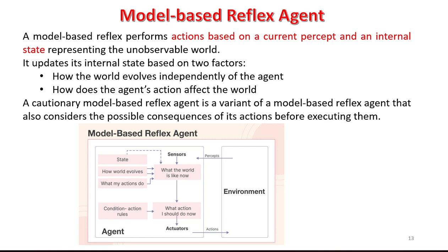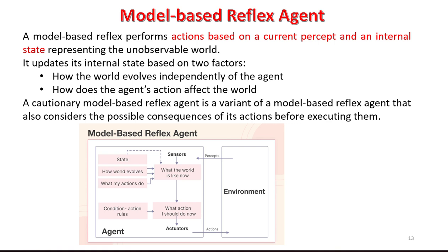The model based reflex agent performs the action based on the current perception and an internal state representing the unobservable world. So a previous model is available, and based on that model, we are creating the new work. What is the procedure we need to follow? Everything we need to monitor. It updates its internal state based on two factors: how the world evolves independently of the agent, and how the agent's actions affect the world.